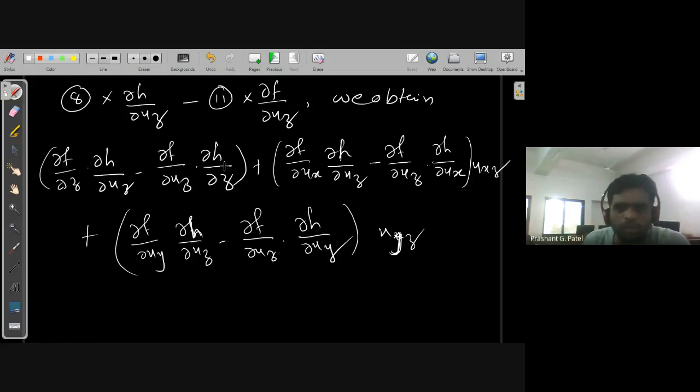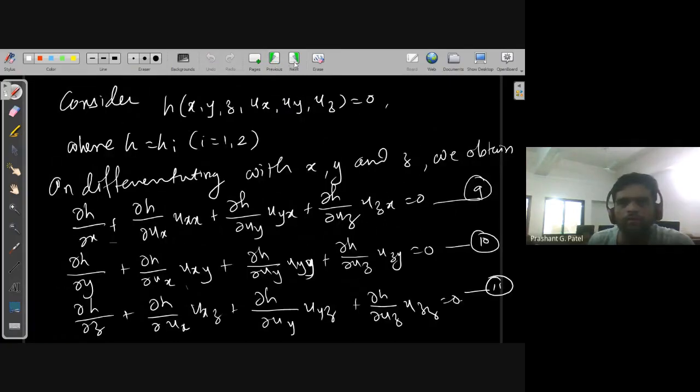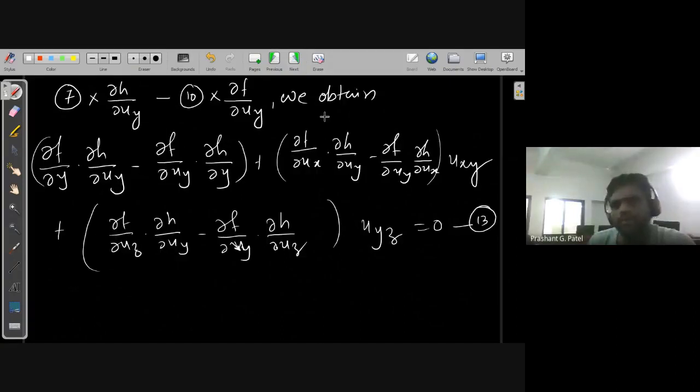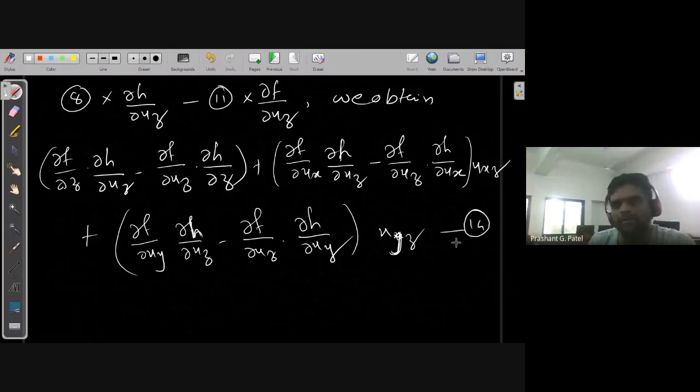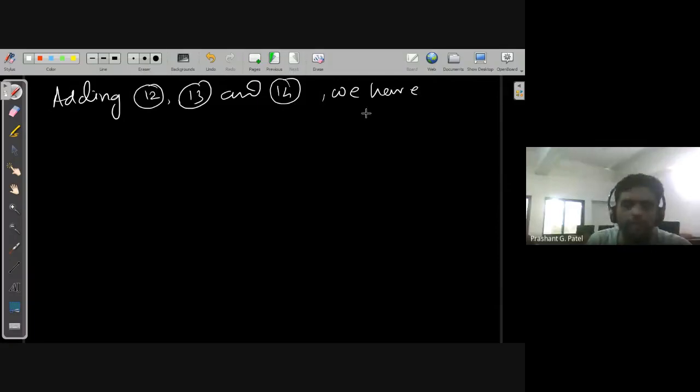And if you add now these equations, that means, what was the last equation? It was 11. Now if I say this is the 12th equation, this will be the 13th one, and this will be the 14th one. If I add this, so adding 12, 13 and 14, we have our required equation.